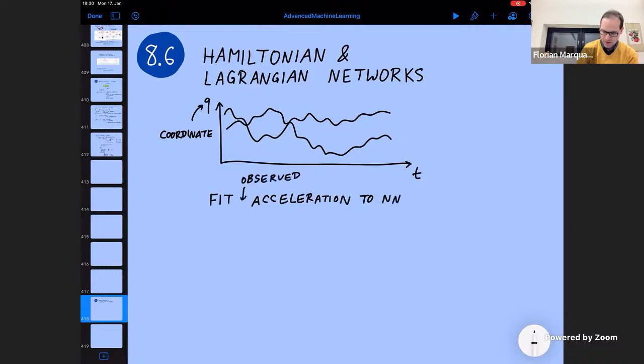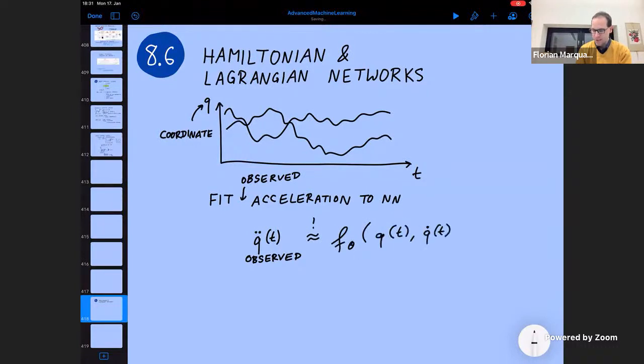So you want that if I take the trajectory and take the second time derivative, so q double dot, then this should be at least approximately equal to something that a neural network would predict based on the current value of q and q dot and maybe the time itself. So the neural network would parameterize the acceleration and try to match these trajectories as best as possible. So this is what you would do if you consider it just a purely mathematical problem.